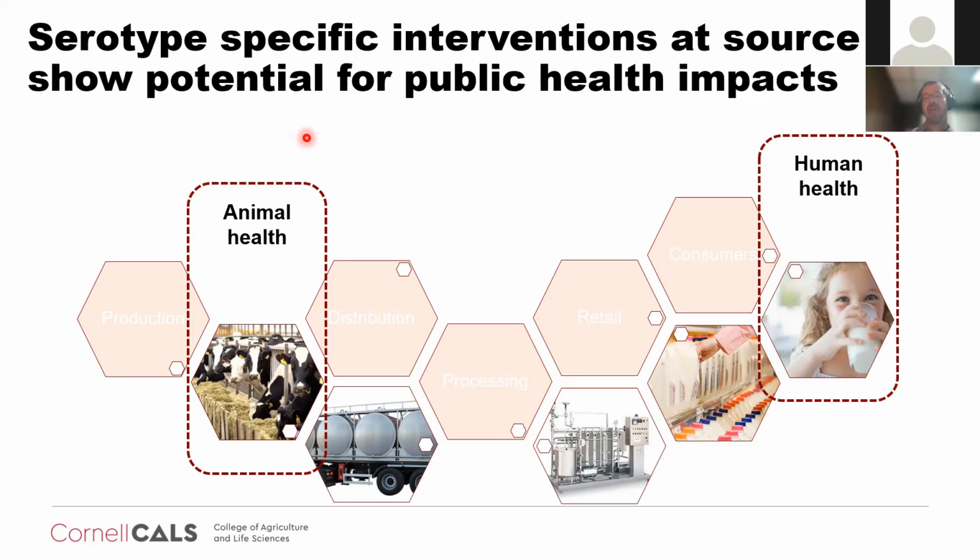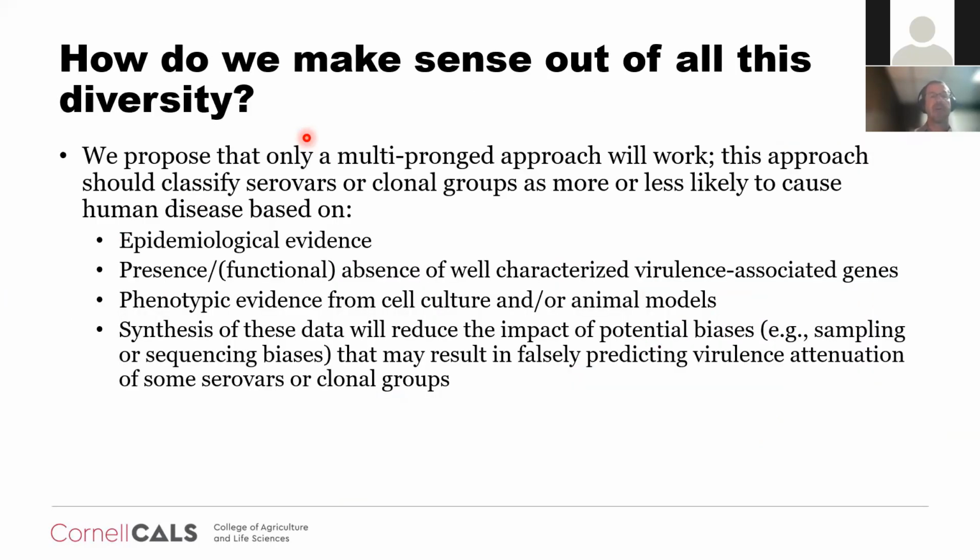People will say, well, why do we need serotype-specific? Let's just put in interventions that work for all Salmonella. Vaccinations have to be serotype specific. At best, you can vaccinate against 2 to 3 different serotypes. So we need to define those Serovars of greatest public health importance.